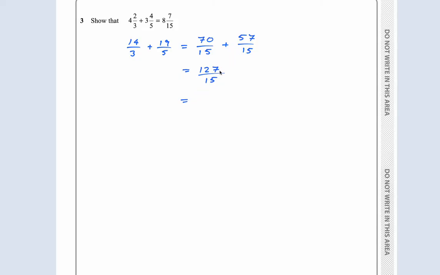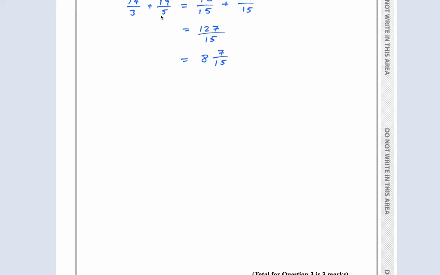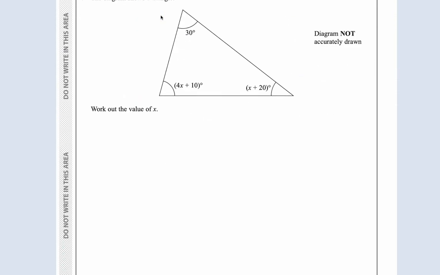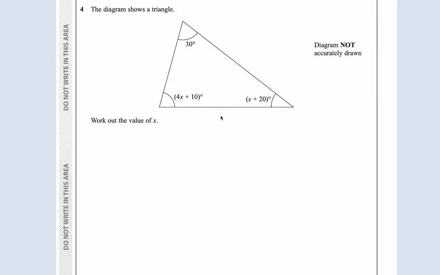And then 15 goes into 127, 8 times remainder 7, because 8 times 15 is actually 120, so it's 8 and the 7/15ths, which is actually what they wanted me to show. Okay, that's question 3. Question 4. Work out the value of x. This is fairly straightforward, guys.